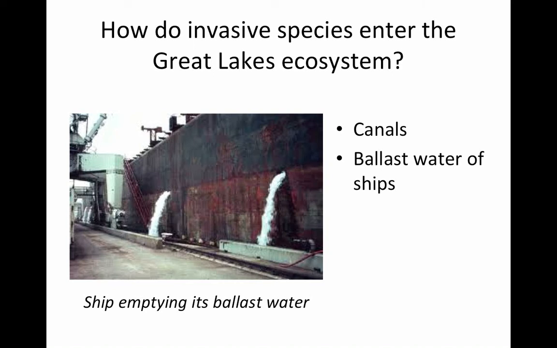If there was a small species that was in the water, for example a zebra mussel, it would travel with the ship going from one place to another. So this is another way that invasive species can enter a new ecosystem.